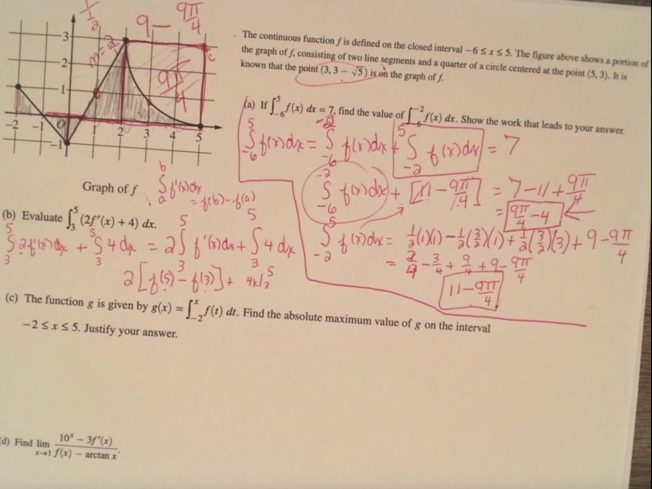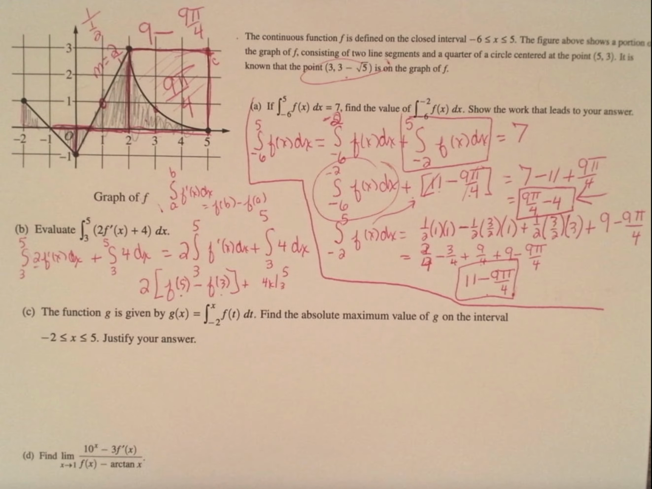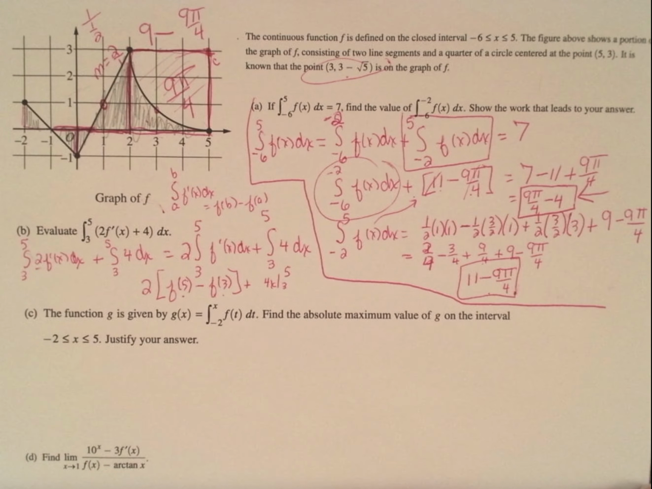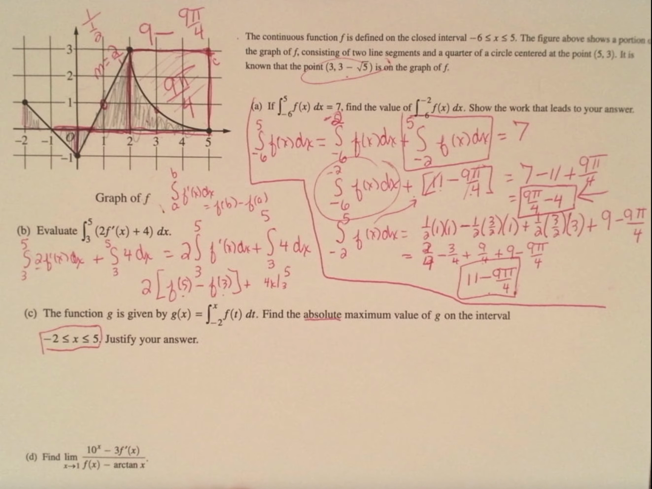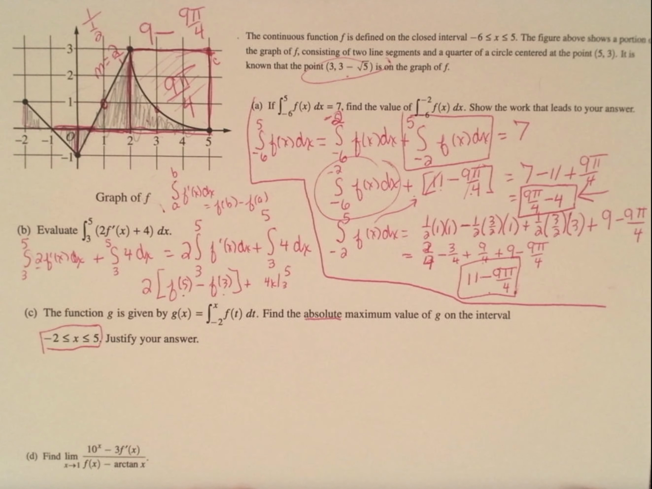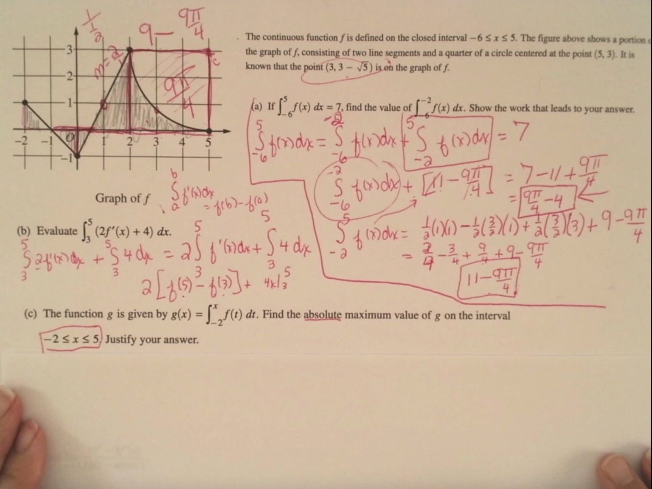Now part C. The function g, a completely different function now, is given by the integral from negative 2 to x of f of t dt. They want the absolute maximum of g on the closed interval. Notice the equal signs, from negative 2 to 5. Justify your answer. That's EVT. So I know it's EVT because it's absolute on a closed interval. The closed interval is my huge clue that they really want me to do EVT when I do this problem. So on part C, I'm going to be doing that EVT.